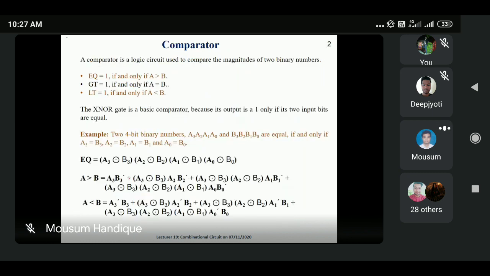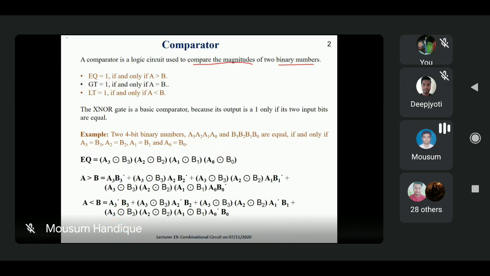Next is the comparator. The comparator is also one type of logic circuit, or you can say a combinational circuit. And why are we using the comparator? Because we can compare the magnitude of two binary numbers. It may be a sequence of binary numbers.